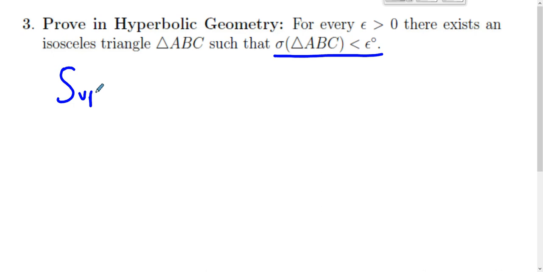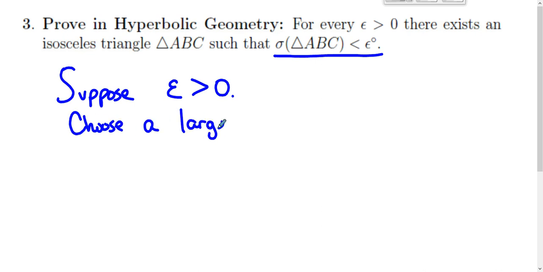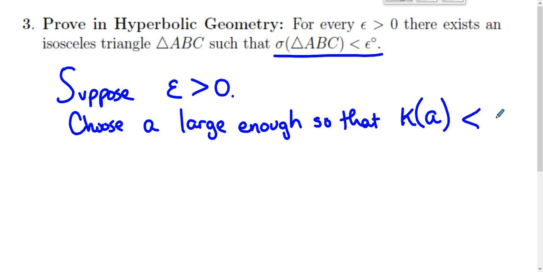We will suppose that epsilon is greater than 0. Here's what we're going to do. We're going to choose A to be large enough so that kappa of A is less than epsilon over 4.